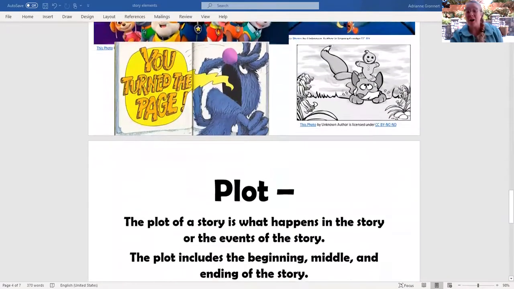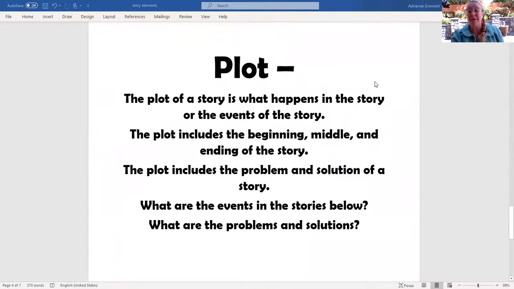Today, we're going to talk about another important story element called plot. That's a weird word, isn't it? The plot of a story is what happens in the story, or the events of the story. The plot includes the beginning, middle, and ending of the story. The plot also includes the problem and solution of a story.